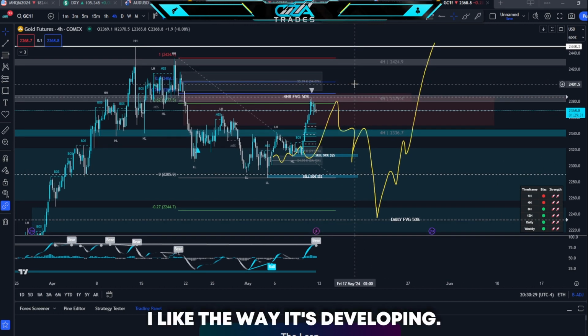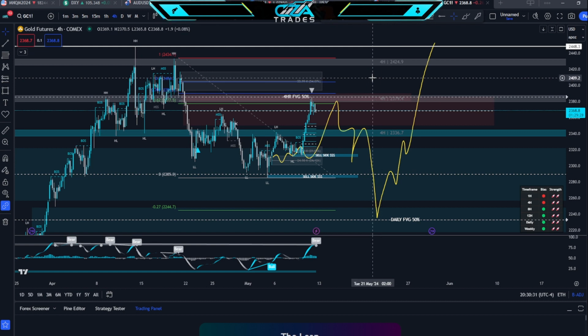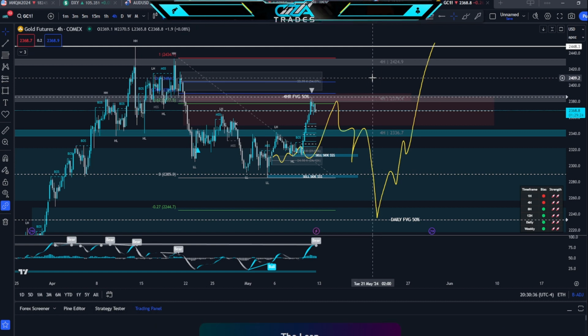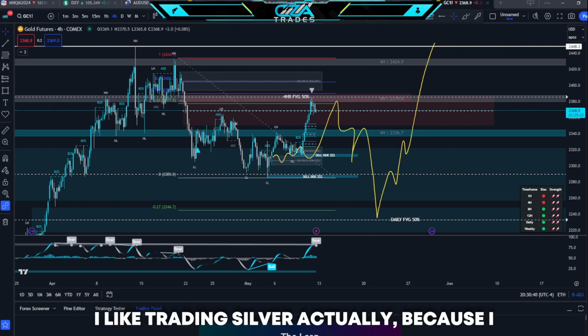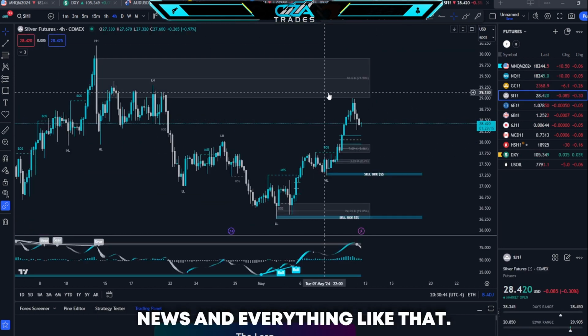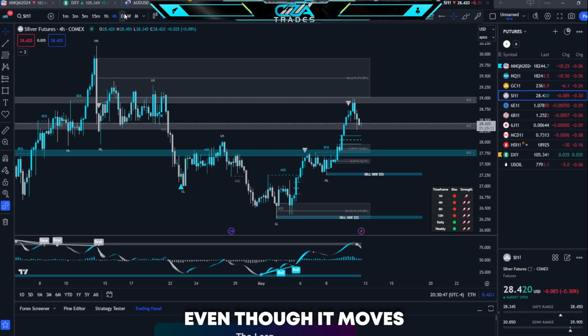Looks pretty good. I like the way it's developing. I'm going to keep these OTE fibs here, and then we're going to move on to silver. I like trading silver actually, because I feel like the price action is a little bit smoother when it comes to the news and everything like that, even though it moves the same as gold.